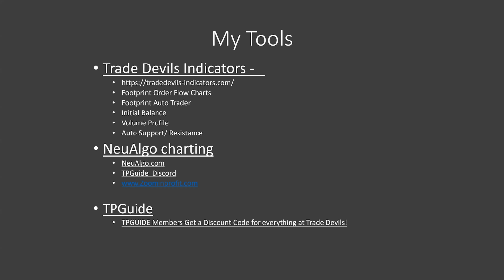Well, not only did I find that, I found a lot of other stuff. I also use their order flow charts, their footprint charts, as anybody who's come into the room I have at TP Guide knows. And I use their auto trader. I do still use some automation, but very little, usually in a busy or aggressive market. I also use their initial balance indicator, volume profile, the auto support and resistance, auto Fibonacci, news indicator. They have tons on tons of them.